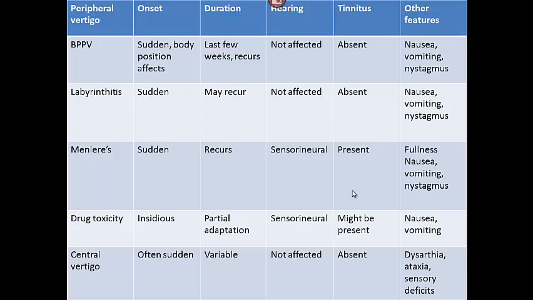Dizziness: you have vertigo, you have lightheadedness, you have presyncope, you have delirium. The most prevalent type is vertigo, which is basically a false sensation of motion. To be able to do differential diagnosis of vertigo, you have to ask the patient history-wise. History alone reveals the diagnosis in roughly 3 out of 4 patients complaining of vertigo.